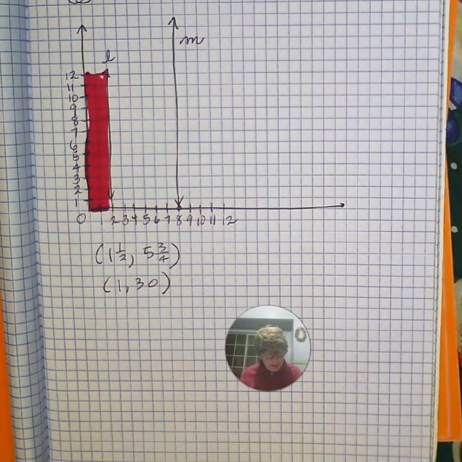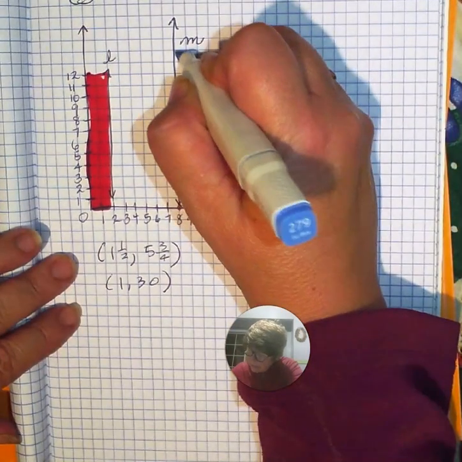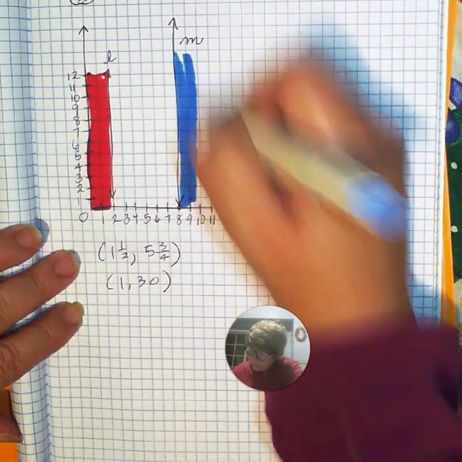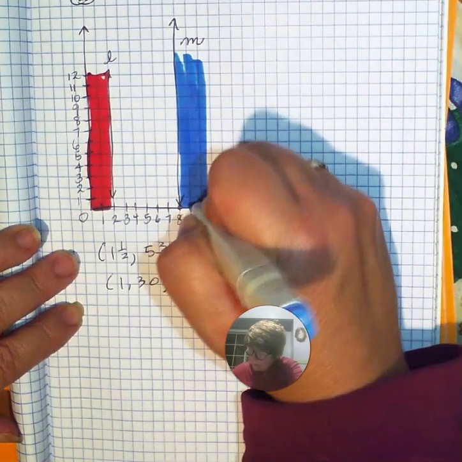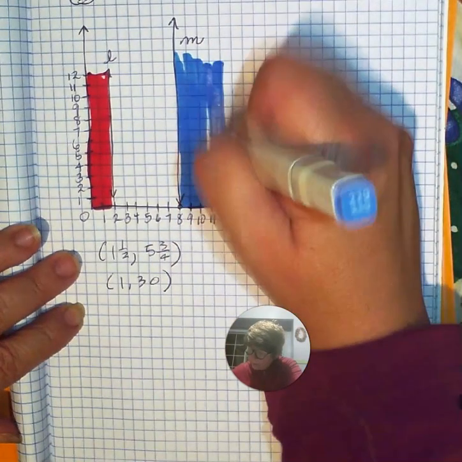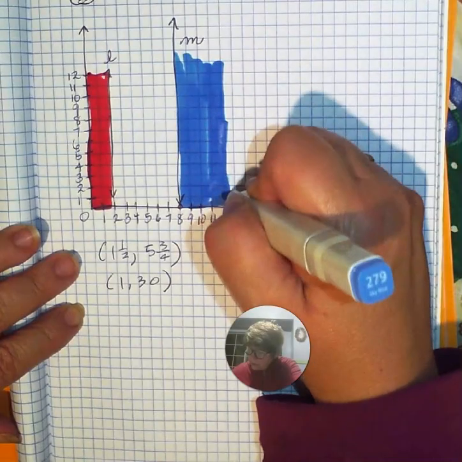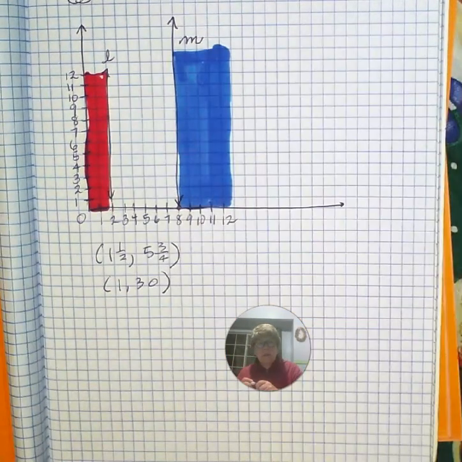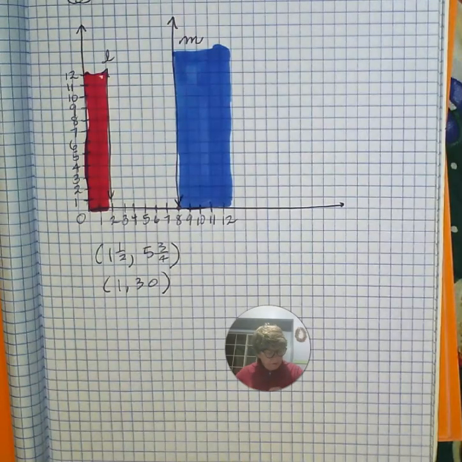Use blue to shade the region of the plane where points are more than 8 units. All right, so we're going to shade blue more than 8 units, so it's going to be everything to the right of our line M. And I'm just going to go that far, but you know it's going to be going on forever to the right of line M. Did you color yours in?